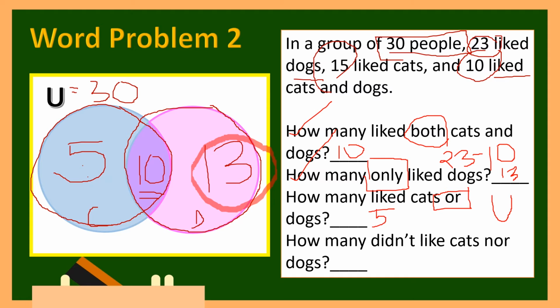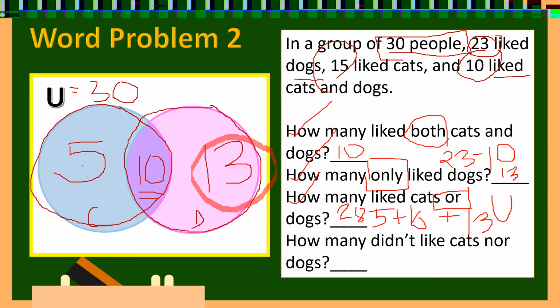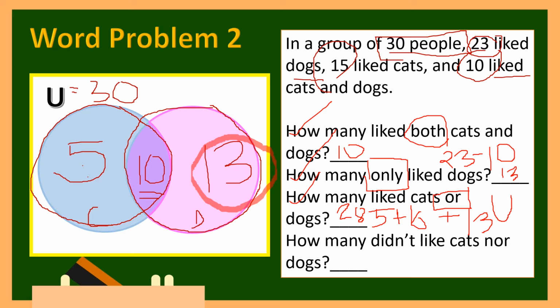5 plus 10 plus 13. So, we just add them. 5 plus 10 plus 13 is simply how many? Very good, 28. So, the number of participants who like dogs or cats is simply 28.